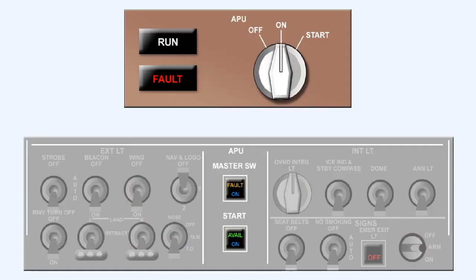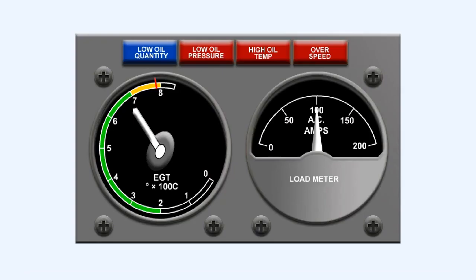These two auxiliary power unit control panels from the Boeing 767 and the Airbus A320 aircraft illustrate that the pilot has very little control or indication of what's happening on the auxiliary power units fitted to modern aircraft. On older aircraft, such as the earlier Boeing 737 series, the auxiliary power unit panels incorporate load meters and EGT gauges, as well as indicator lights which warn of low oil quantity, low oil pressure, high oil temperature, and overspeed.